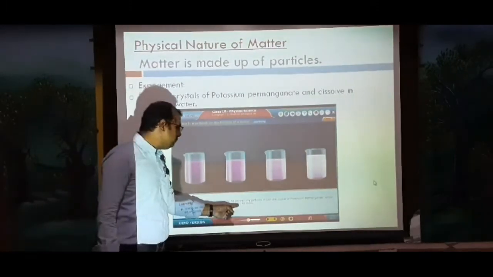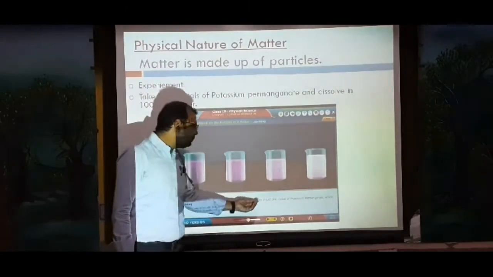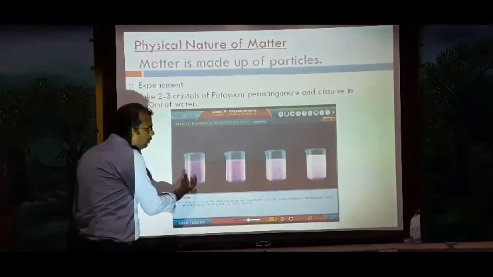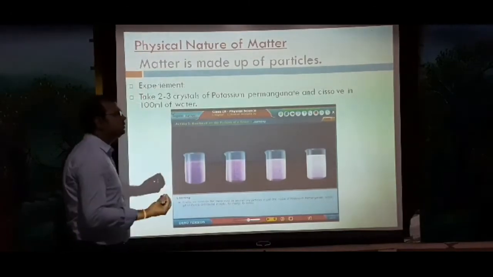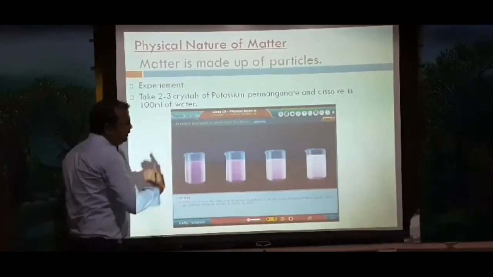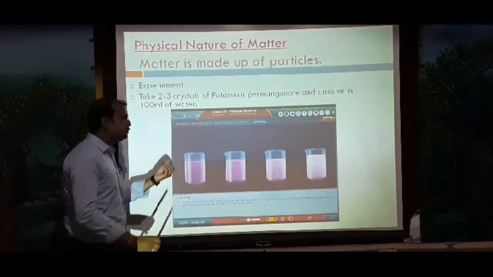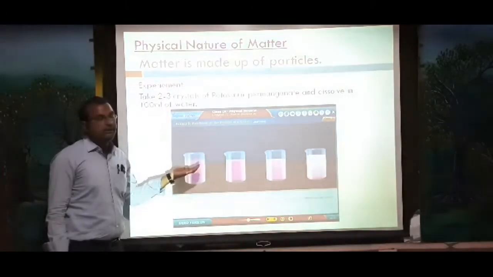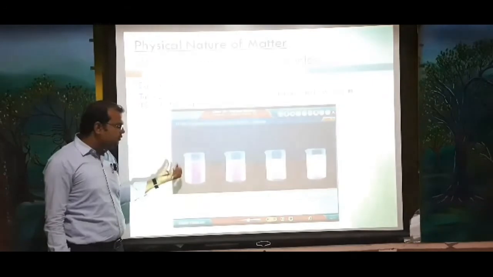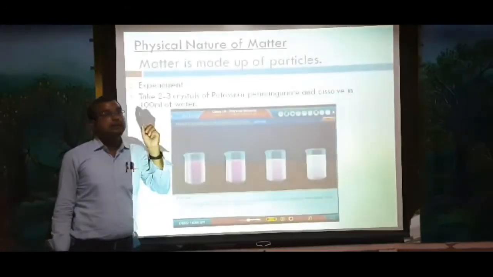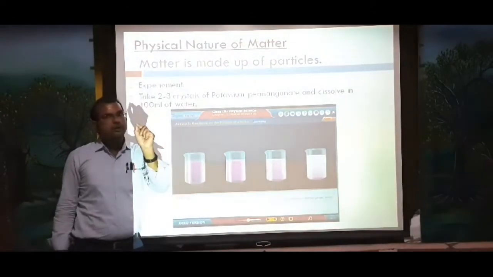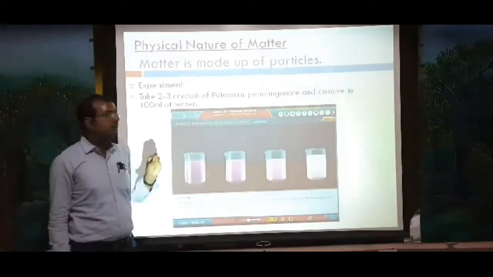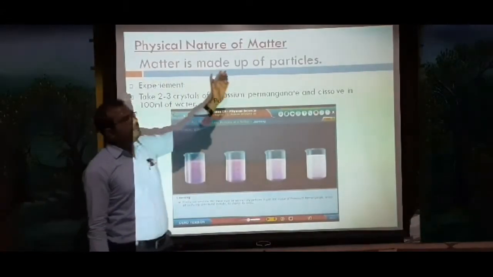Finally, we conclude that there must be several tiny particles in just one crystal of potassium permanganate. How many crystals of potassium permanganate did we add? Just a few crystals into the 100 ml of water. But that small crystal of potassium permanganate colors the entire 100 ml of water. It means a single crystal of potassium permanganate contains a very large number of particles. So this indicates that matter is made up of particles.